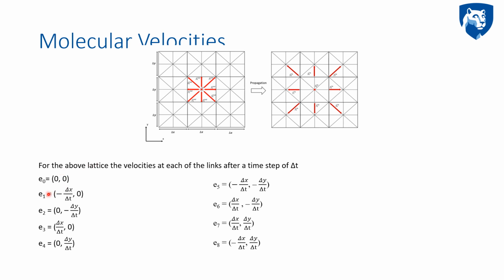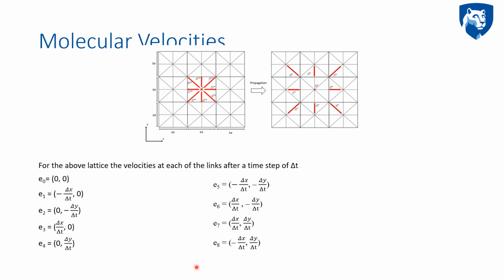E1 is the velocity of the distribution function F1. So we can see that this function moves towards the left, and it moves by a distance of delta x. And since the time is delta t, the velocity will be given by minus delta x over delta t. F2 moves one step down, in the direction of minus delta y, so the velocity will be given by minus delta y over delta t.